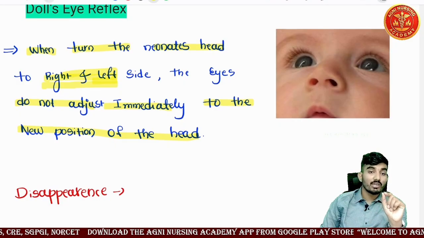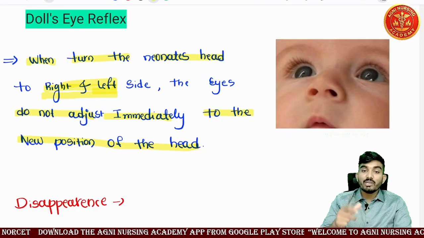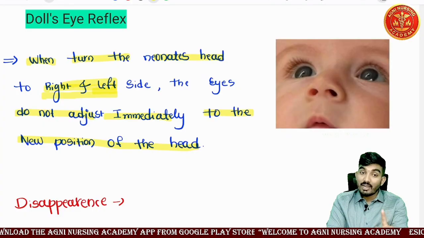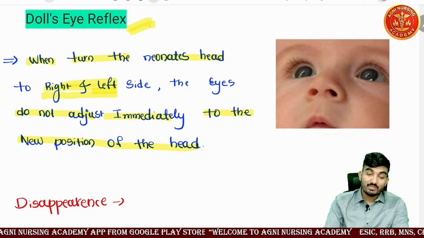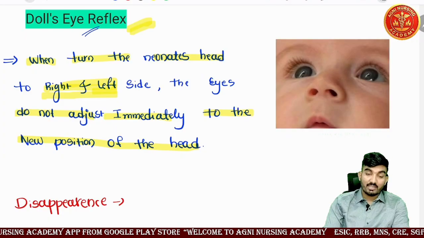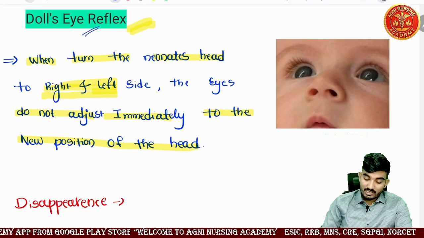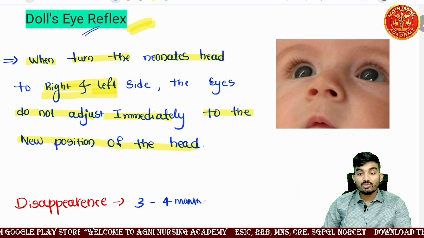That reflex we will call the doll's eye reflex. Everyone has seen dolls. If you move the doll's head like that, the opposite movement occurs in the doll's eyes. Like that, the same movement occurs in the newborn. That's why we call this the doll's eye reflex. It disappears at the age of 3 to 4 months.